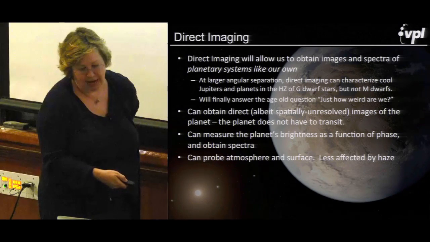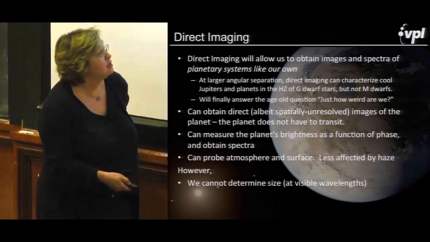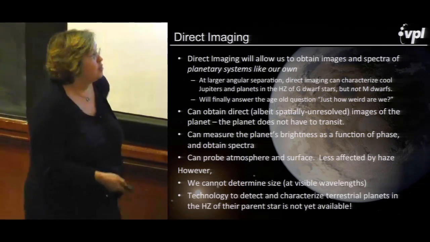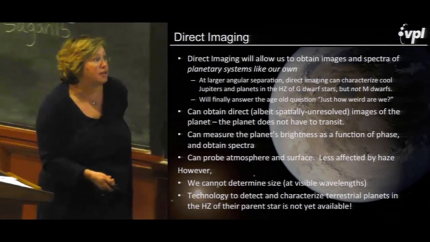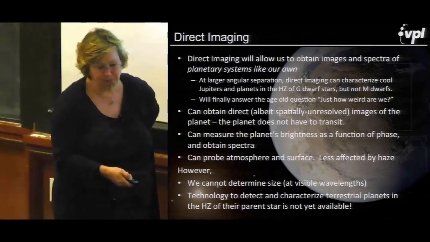And we can probe the atmosphere and surface because we're less affected by haze. However, the bad news is we can't determine the size, which is probably going to plague us in the end. And the bottom line is the technology to detect and characterize these planets is not yet available, although we are certainly working on it and getting closer.